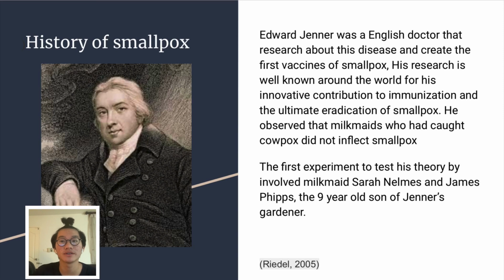Edward Jenner was an English doctor who researched this disease and created the first vaccine for smallpox. His research became well known around the world. He observed that milkmaids who had caught cowpox did not get smallpox, so his first experiment to test his theory involved a milkmaid named Sarah Nelmes and James Phipps, the 6-year-old son of his gardener.